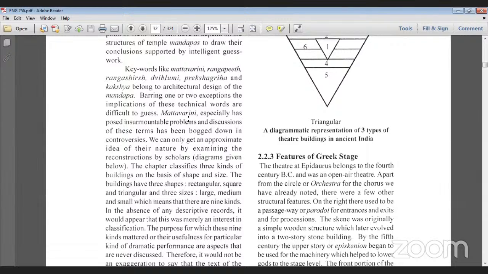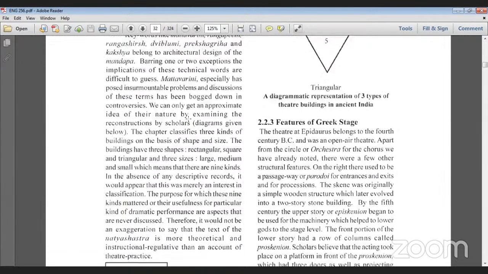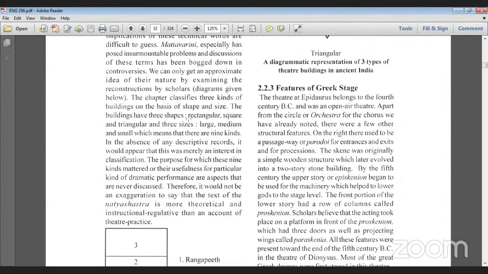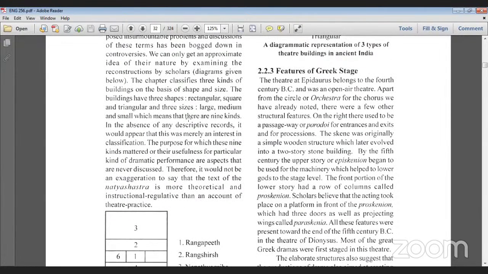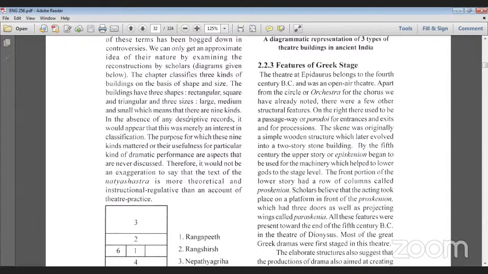The theater of Epidaurus belongs to the 4th century BC and was an open air theater. Apart from the circle or orchestra of the chorus, we have already noted that there were a few other structural features. On the right, there used to be a passage or parodos, for instance, an exit and for procession. The skene was originally a simple wooden structure with a lantern, later evolved into a two-story stone building. By the 5th century, the upper story of the episkenion began to be used for machinery to help lower gods to the lower level. The front portion of the lower story had a column.